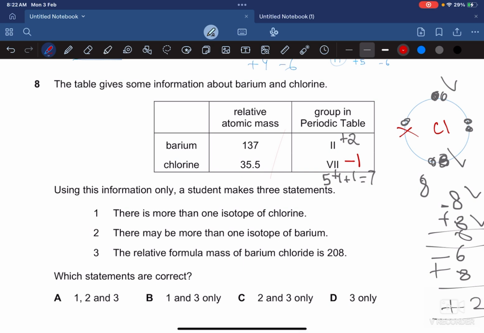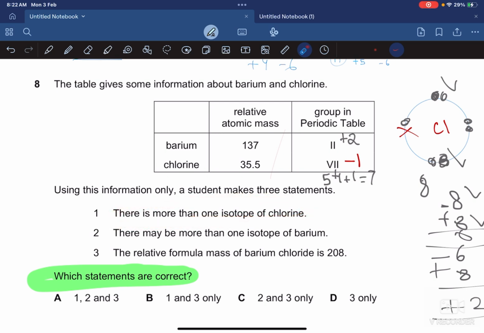A student makes 3 statements. Statement number 1. Before reading the statements, you should know what you have to extract from the statements. You have to extract which statement is correct. Okay, now let's read the statements. There is more than one isotope of chlorine.